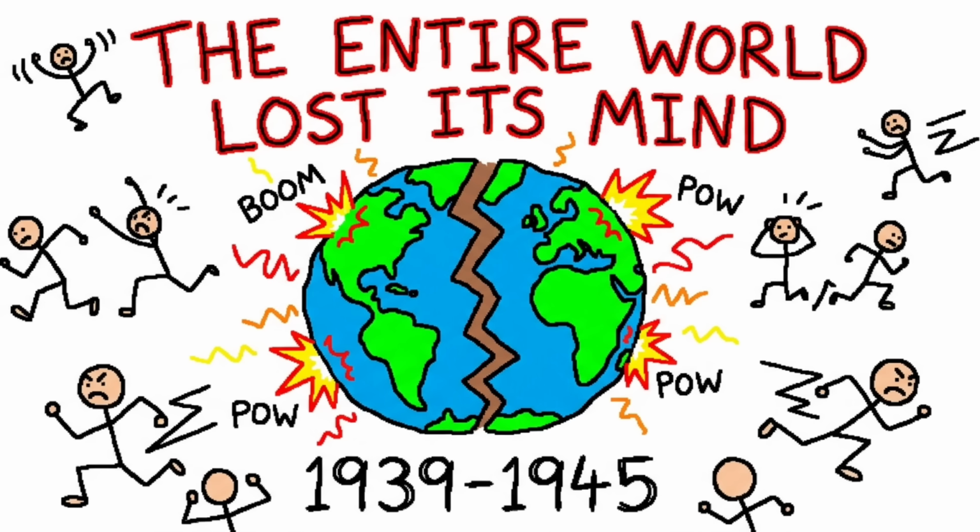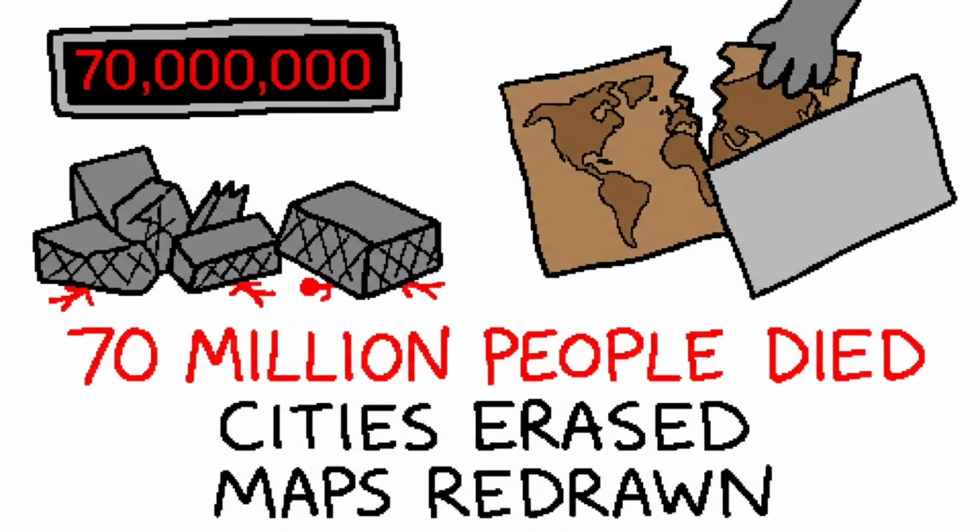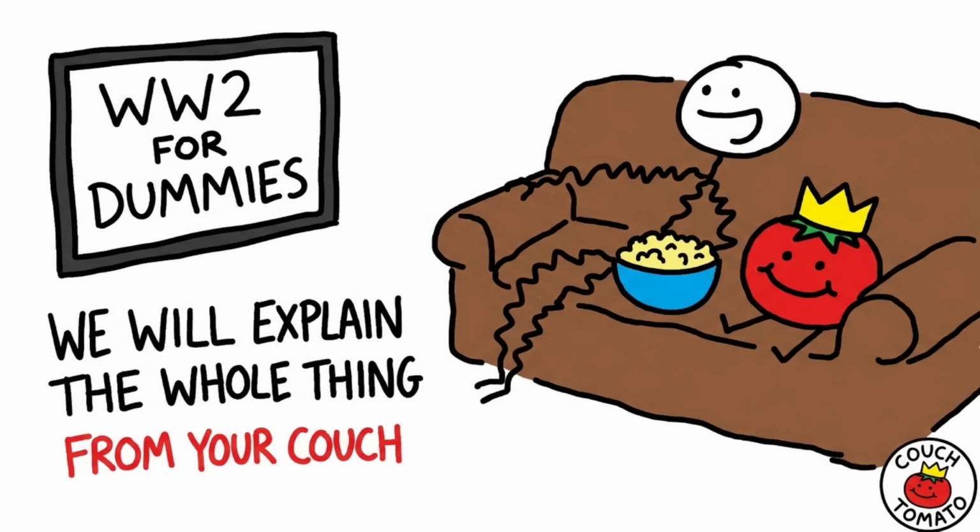Somewhere between 1939 and 1945, the entire world lost its mind. World War II was the largest, deadliest, most expensive, most destructive conflict in all of human history. Over 70 million people died. Entire cities were erased. Maps were redrawn. The world that came out the other side looked almost nothing like the world that went in. And we're going to explain the whole thing, from start to finish, while you sit on your couch.